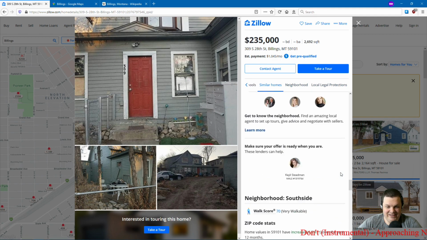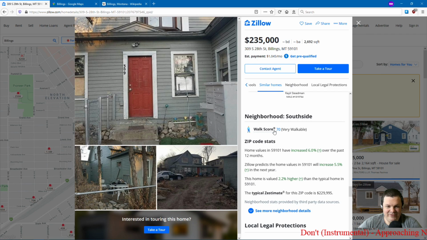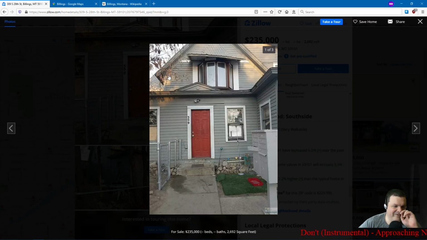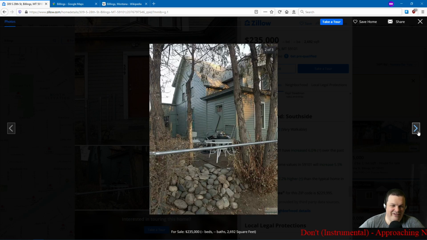Don't go there if you want to raise children, apparently. Okay. You know, it's got a pretty walkable score. Let's have a look. Three pictures, though, so we're not really having a look. So these are mailboxes. 1, 2, 3, 4, 5, 6, 7, 8. 9, and then 2 packages. So this could have anywhere from 8 to 10 units in it.